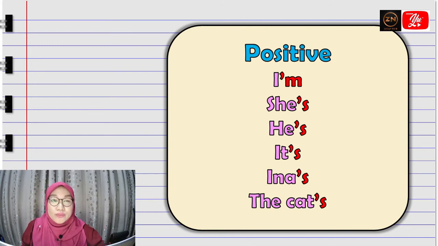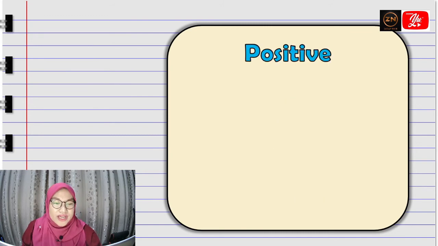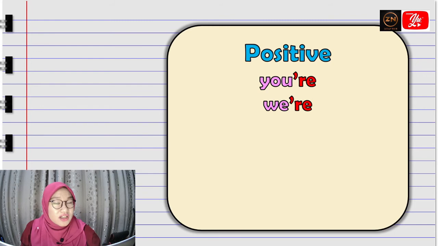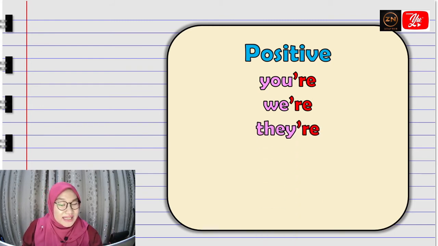Now let's look at the plural ones. We have you're, which comes from you are, and then we have we're, which comes from we are, and then they're. Now it's a little bit hard to pronounce them, right? But keep on practicing saying the words, then eventually you will be able to pronounce them correctly. So they're stands for they are.